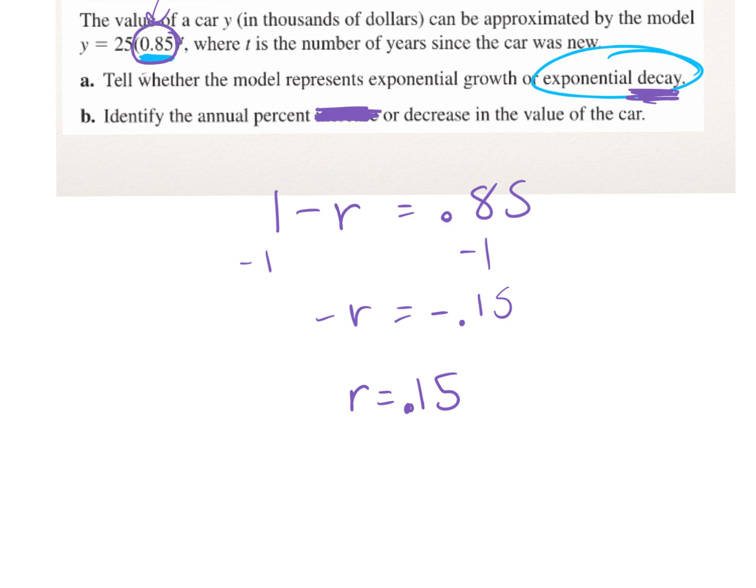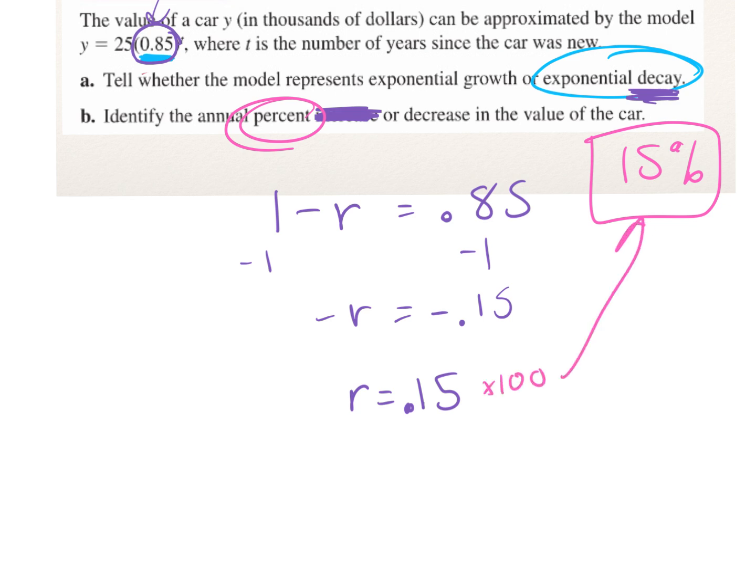So that's our rate. But how do I find the percent? Multiply by 100. So what percent of decrease do we have? 15%. Awesome. If it asks for the percent, make sure you give me the percent. It's not 0.15%. You got to multiply it times 100 to turn it back into the percent.